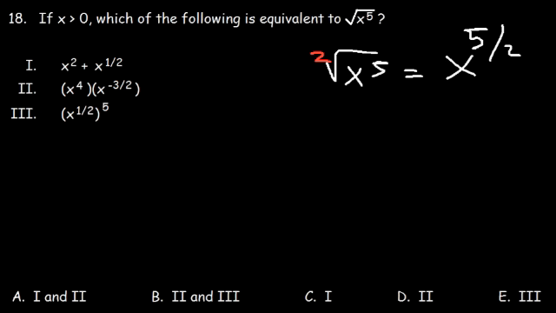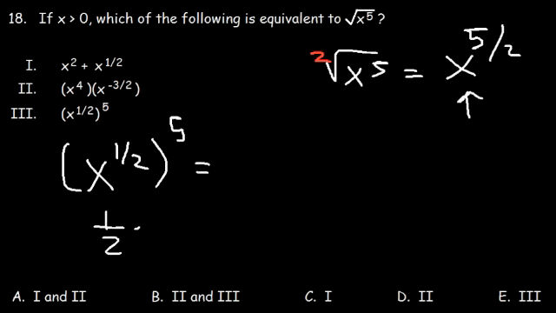So we need to find out which expression is equal to this one. Looking at number 3, x raised to the half raised to the 5th power. When you raise one exponent to another exponent, you've got to multiply. So 1/2 times 5 is the same as 1/2 times 5 over 1, and that's 5 over 2. So number 3 is equivalent to this expression. So 3 is true.